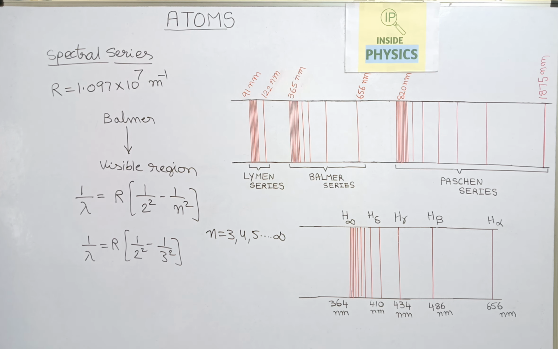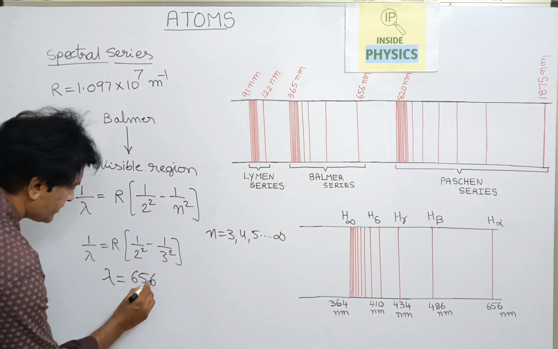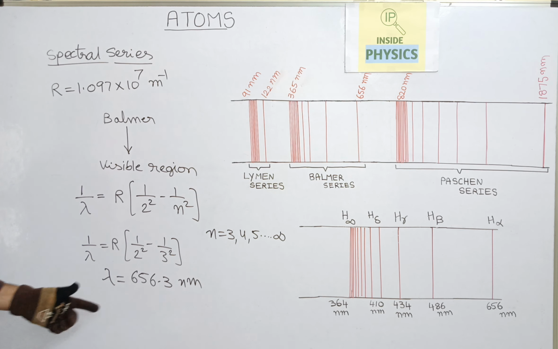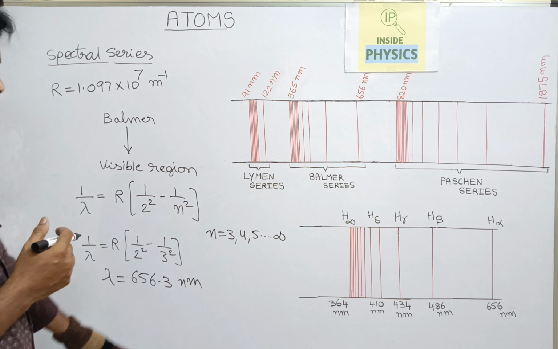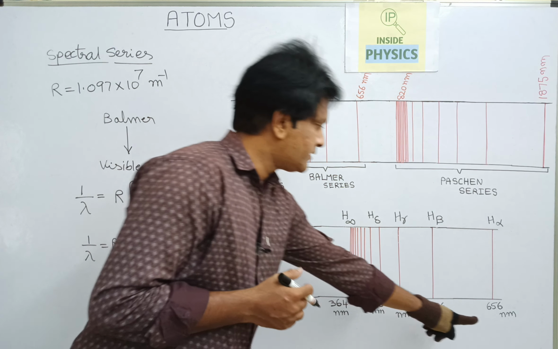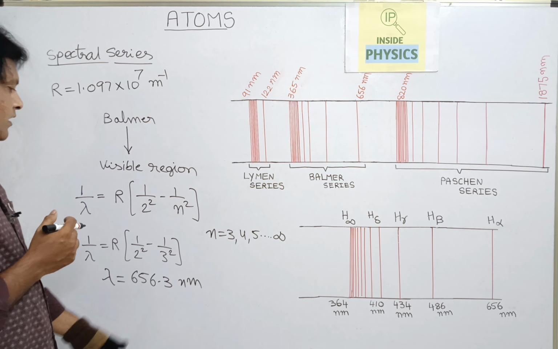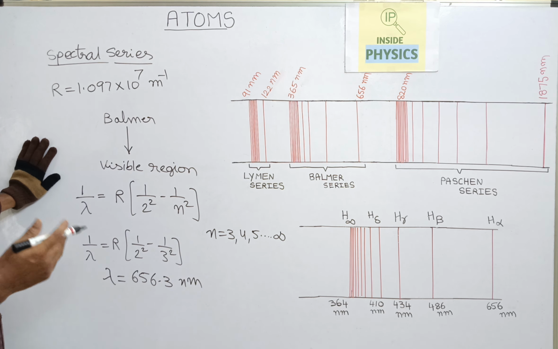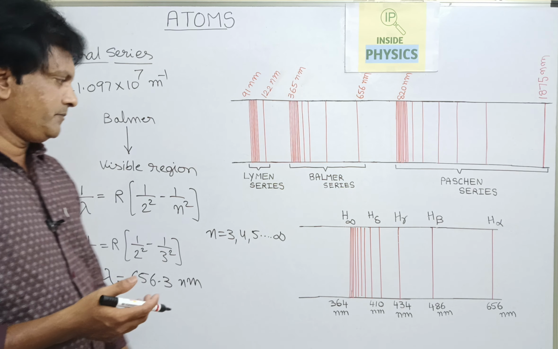Okay, so this value lambda, if you calculate, will come around 656.3 nanometers, and this looks red in color because of this wavelength. This wavelength is called the H alpha line by Balmer. He called this line H alpha. This is a simple empirical formula only to calculate the wavelength.